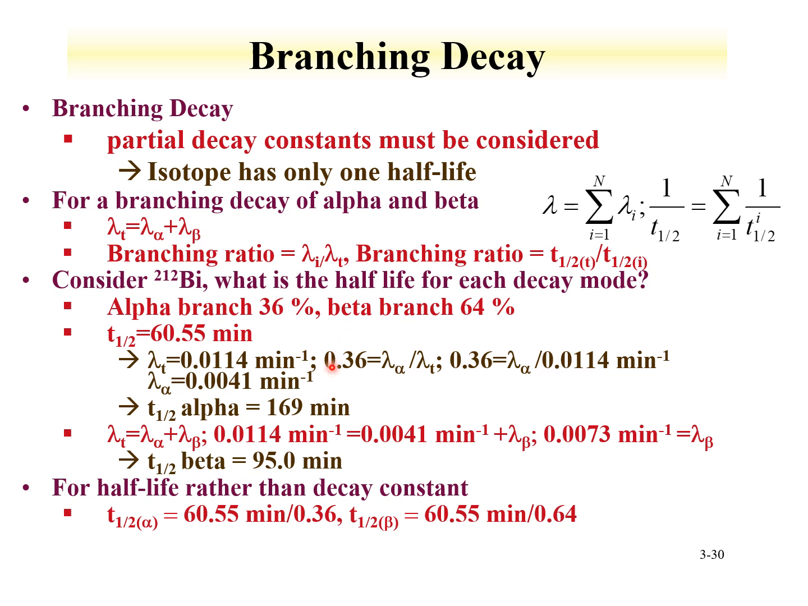We see that the branching ratio is equal to, for the alpha, 0.36 is equal to the alpha decay constant divided by the total decay constant. Let's solve for the alpha decay constant as shown here. We get a decay constant of 0.0041 inverse minutes. Log 2 divided by the half-life is equal to the decay constant. We use that to calculate the alpha decay half-life, which is about 170 minutes. We do the same thing for the beta decay. We see that its value is about 95 minutes.